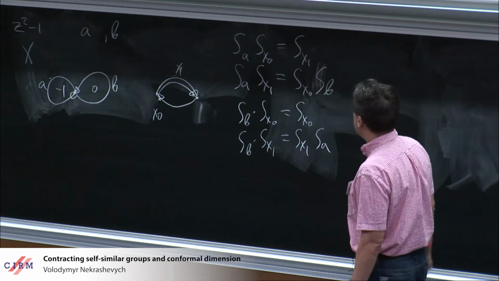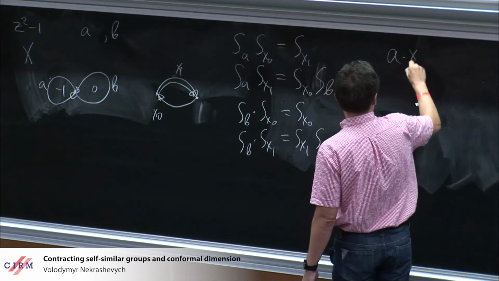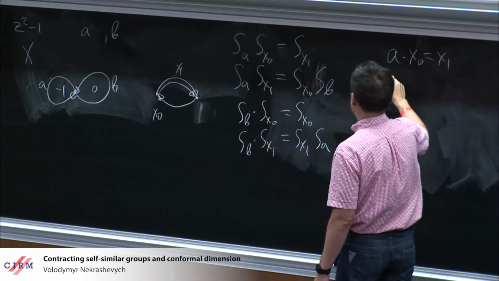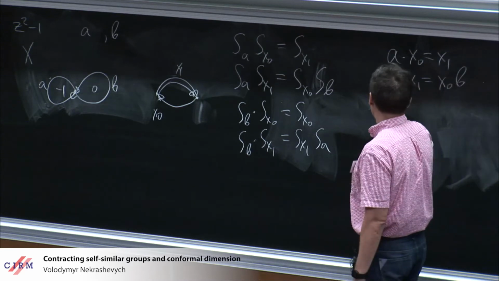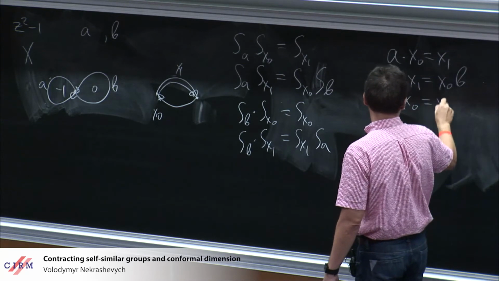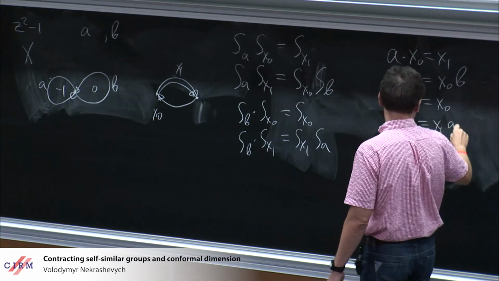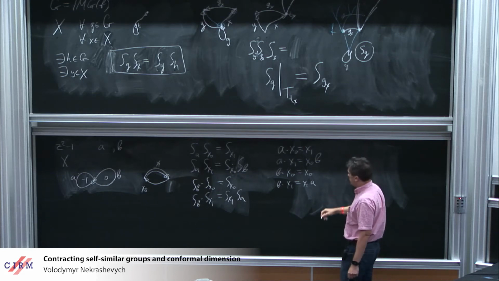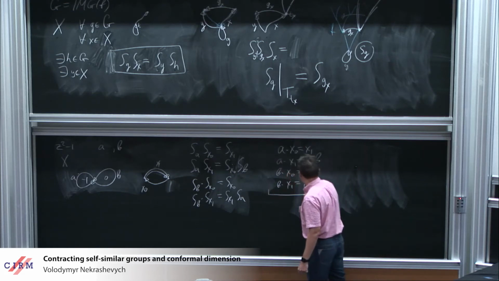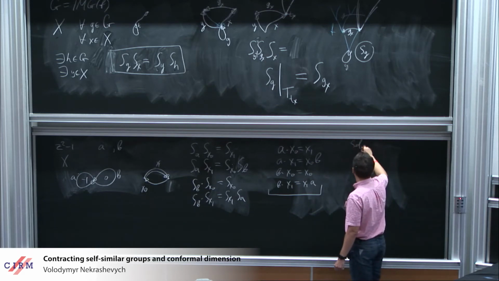It's annoying to write these S's, so we'll just write it this way. A x0 is x1, A x1 is x0 b, B x0 is x0, B x1 is x1 a. And this is something that was known in group theory as a self-similar group for a biset.